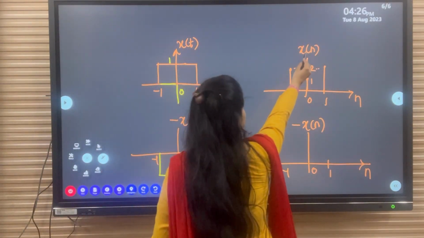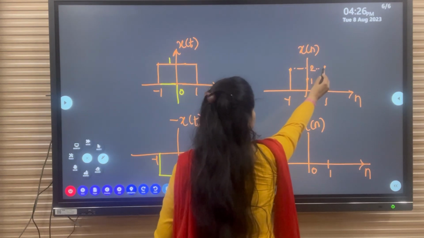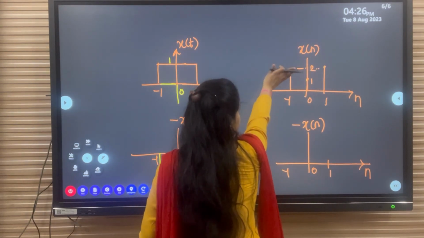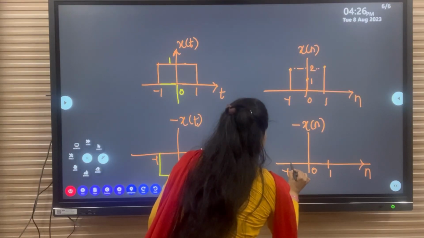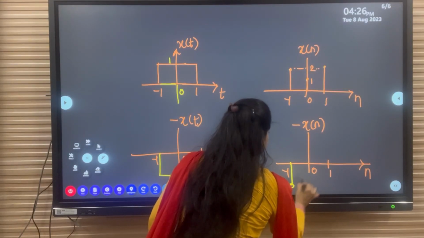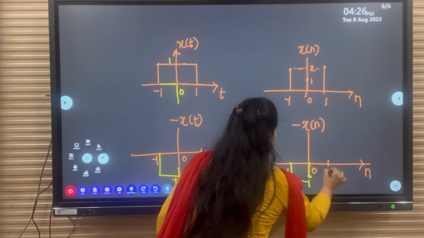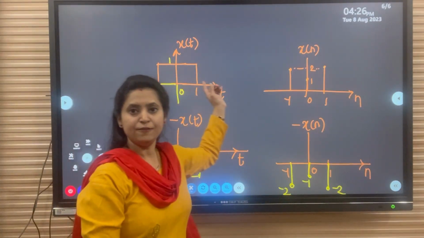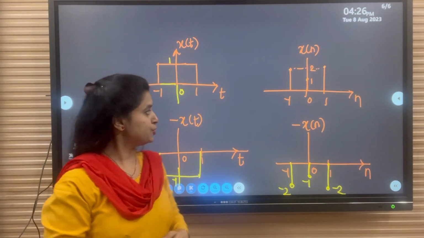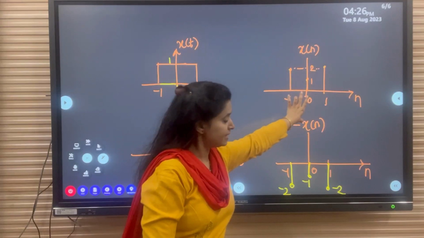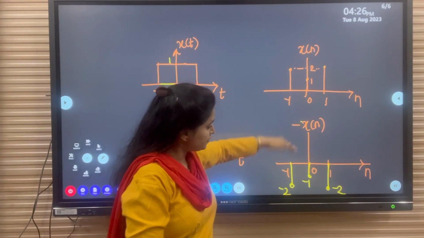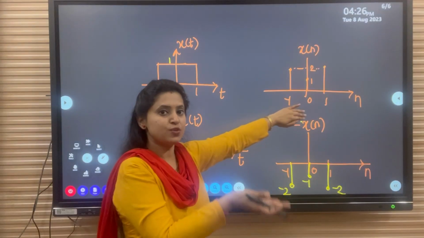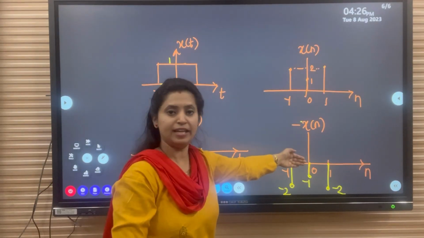Here the signal x of n is having amplitude 2, 1 and 2. So I'll get the reflection here, like this as -2, -1 and -2. If the signal is having the amplitudes like 2 and then -1, then after reflection here we'll get this -2 and this -1 will become +1 in reflected signal.